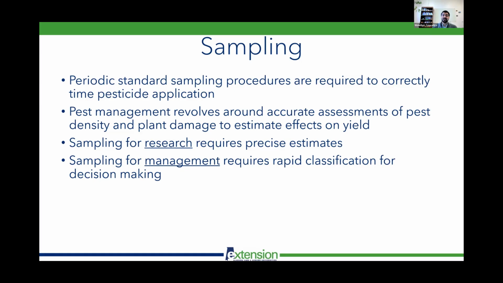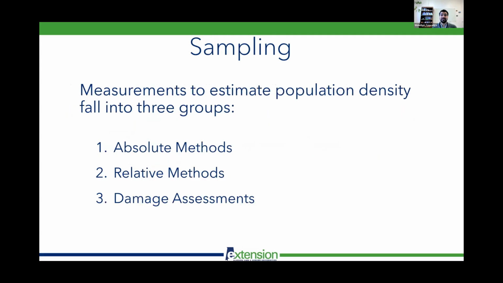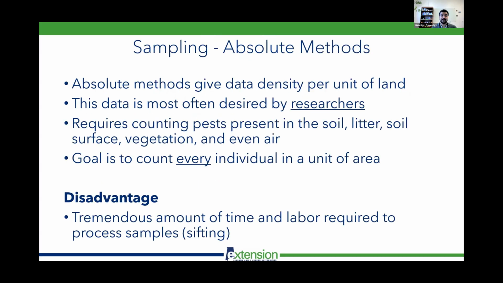And so, if we're talking about sampling for research, we need really precise estimates to be able to enact what those economic thresholds are. But if we're sampling for management, we really need rapid classification. We need to be able to make quick decisions on the farm. And so when we're talking about sampling, there are three different groups for estimating population densities. The first one is absolute methods. We have relative methods, and then we have damage assessments.